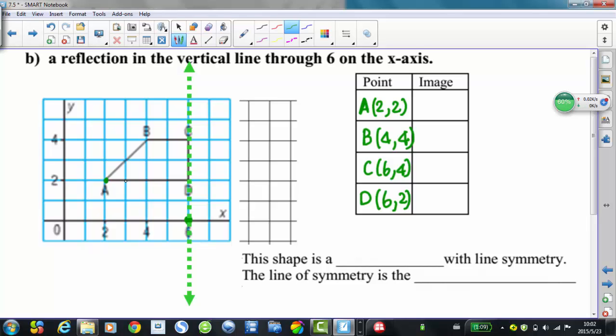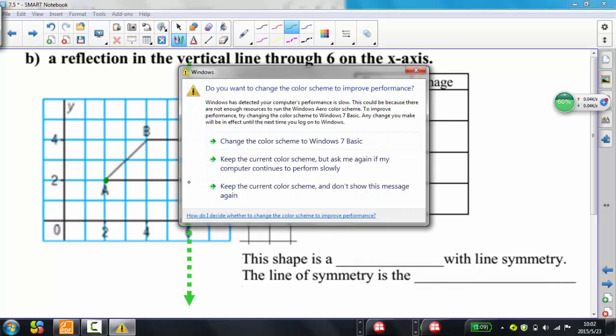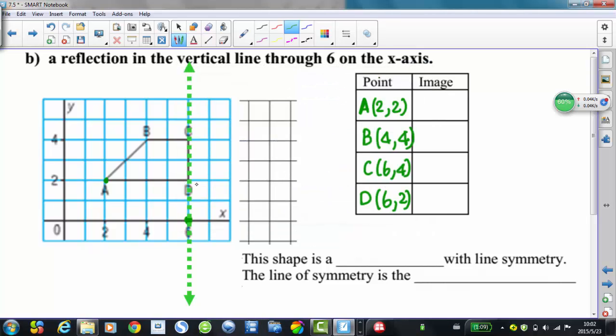Point A is 4 units away from the line of symmetry. So A prime is also 4 units away from the line of symmetry on the other side. So I will find on the right side, I go by 4 units. So A prime is here. If we read the coordinates, it's 7, 8, 9, 10. So it will be 10, 2 for A prime.